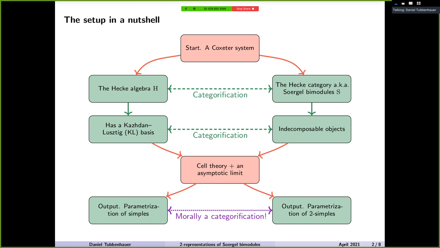And on the other side, you do exactly the same, and what you get out is technically much more involved, of course, the proofs are much trickier, but basically it's the same story, and you get out the parameterization of two simples, the analog of simple representations of Hecke algebras. They are called two simple representations, or simple transitive two representations of the Hecke category. So that's the story I would like to explain.